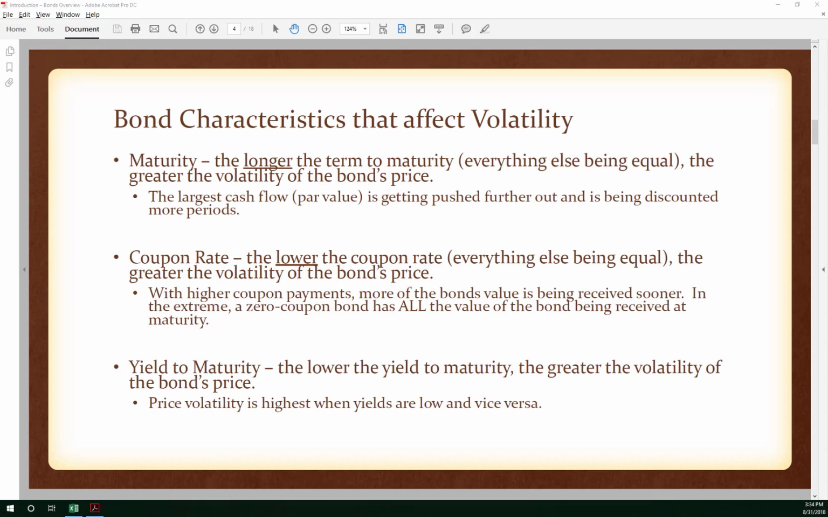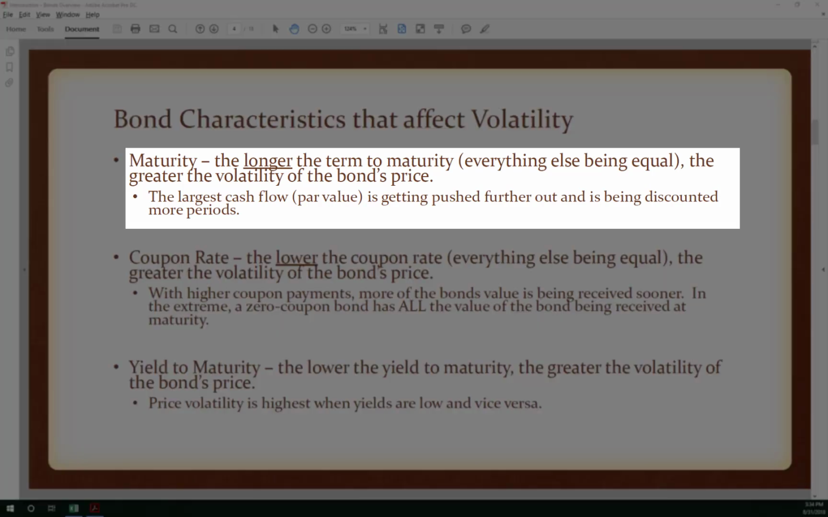Okay, in this video we're going to pick up with looking at characteristics that affect volatility, and then we'll get into some different measures for bond volatility. So first, let's look at these characteristics. The most important one being maturity. The longer the term to maturity, the greater the volatility of the bond's price in response to interest rate changes. Now it's important to note that this is everything else being equal.